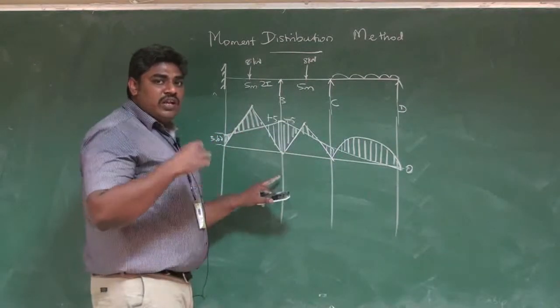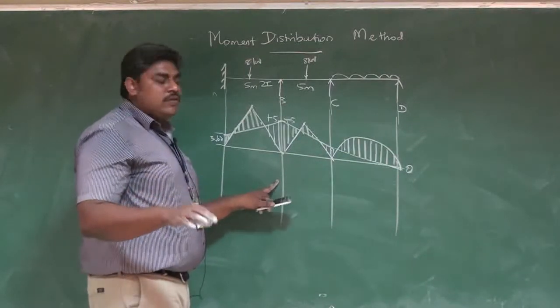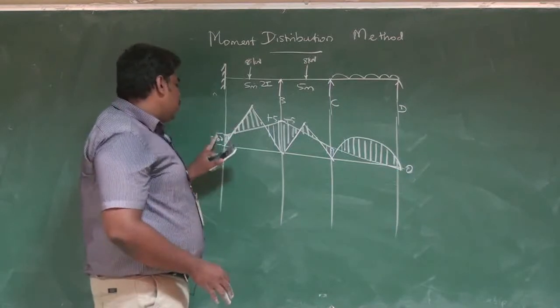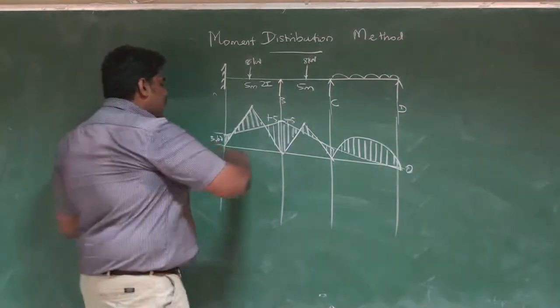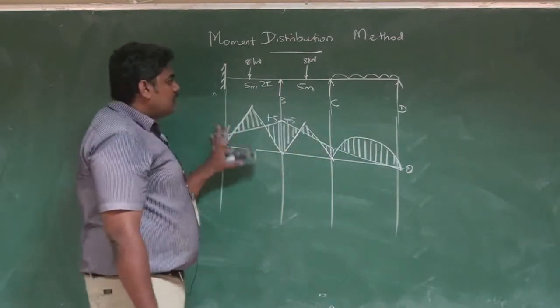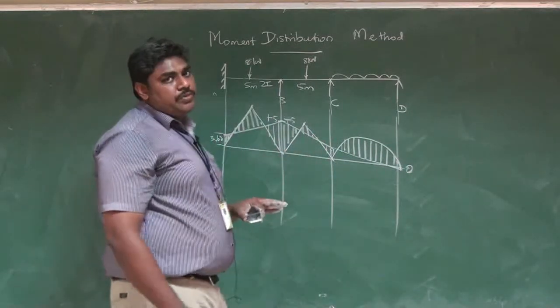Inner carryover, once again if you do, you will get an error value. So inner carryover should not be done. The last step will be balancing to the fixed ends. With this we will finish the problem. Inner carryovers will not be done. Right? So this is a general introduction for the moment distribution method.